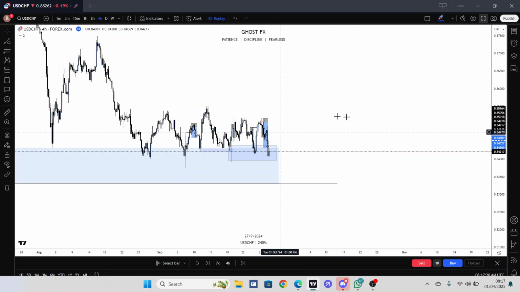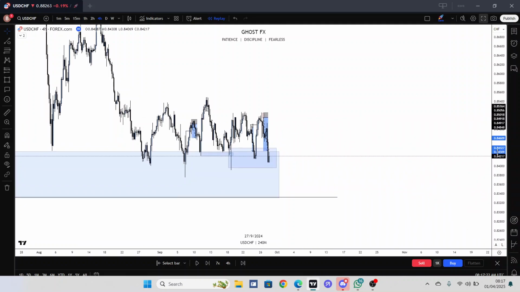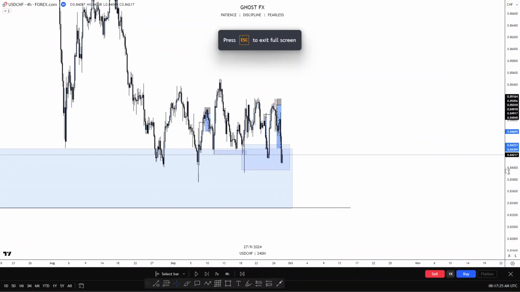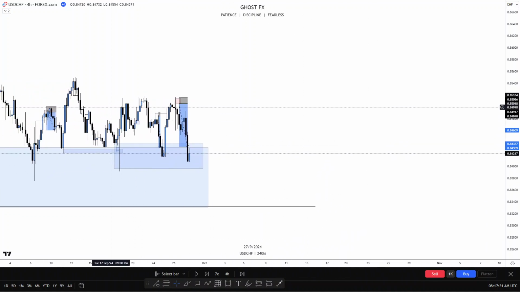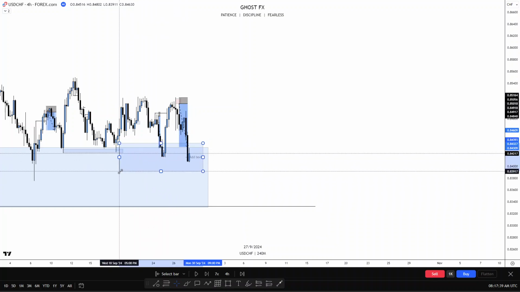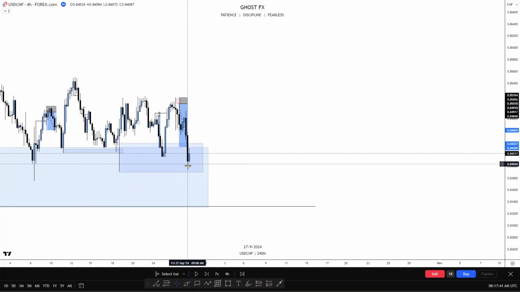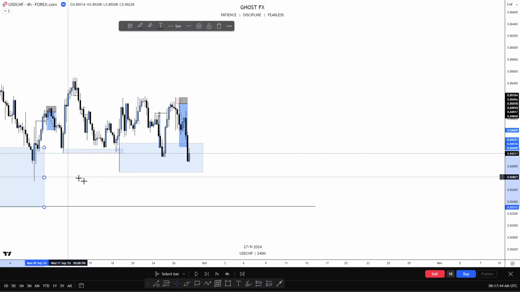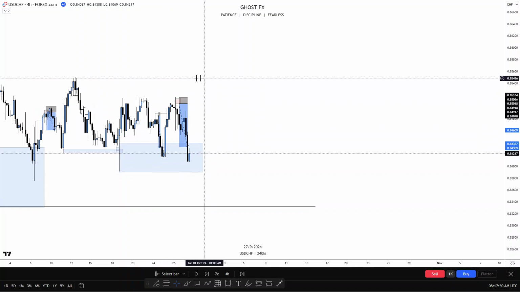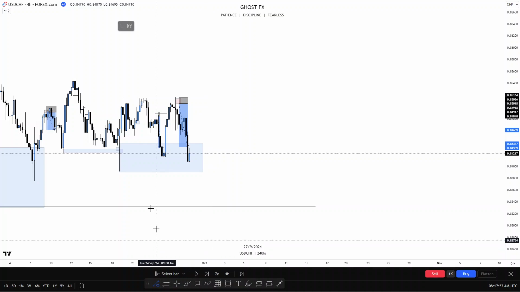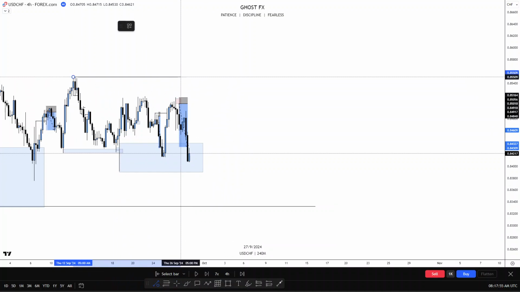Now, on the 4 hour, this is what we are having. We've had this internal shift. Price came down, price went up, price induced this. But we are still having our what? Our demand holding. Until this demand breaks, I will what? Still look for buys to break this high. So let me mark that high for you guys.